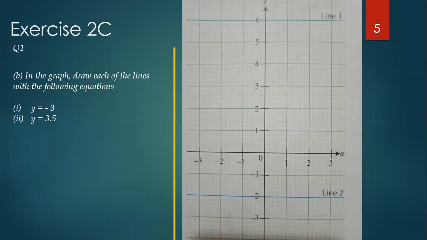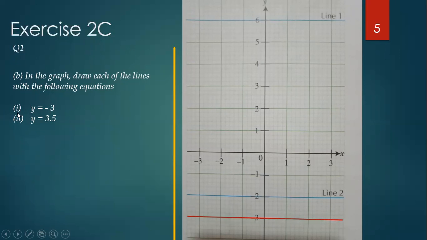Now, we are given the equations. Can we draw the lines here? So if y = -3, if this is our equation, how will we draw it on the graph? We have to see where our horizontal line will meet the y-axis, at -3, which is here. So probably this will be the first line.